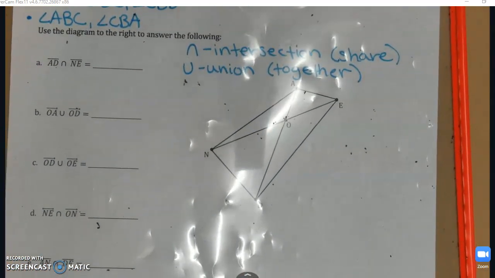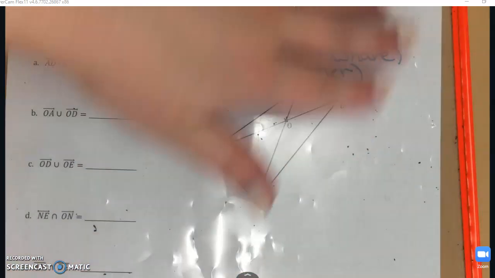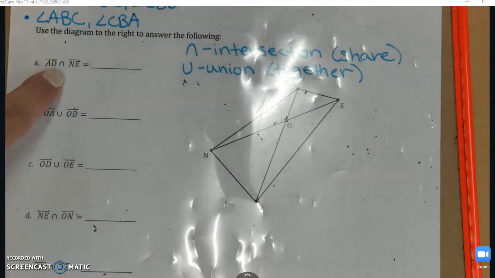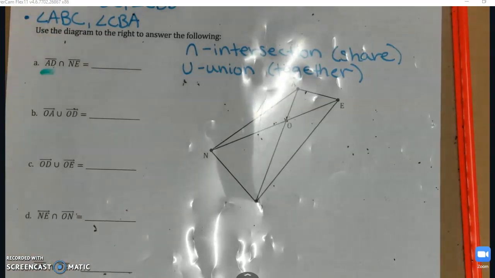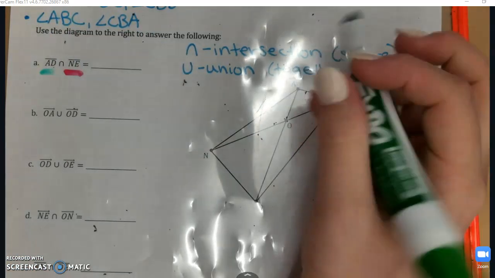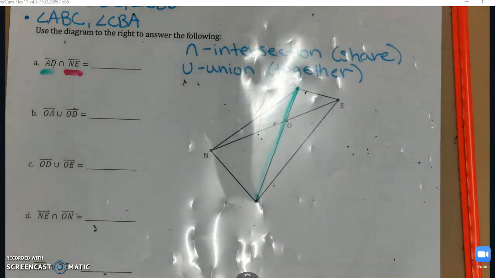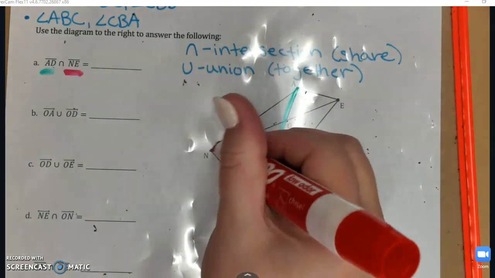Okay. So, starting with number 1, I'm looking at an intersection. That symbol, the upside down looking U, means intersection. Where do they overlap? And I'm looking at segment AD and segment NE. So I'm going to draw segment AD green on my diagram. There it is in green. And then segment NE in red.